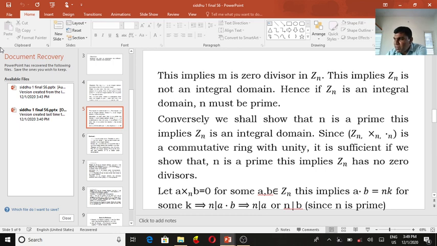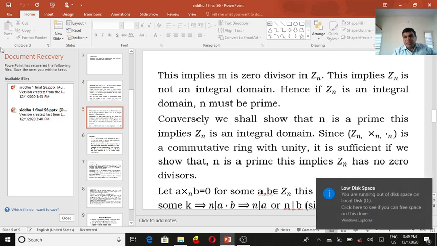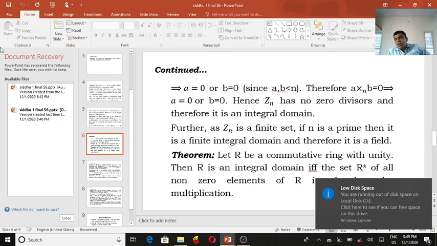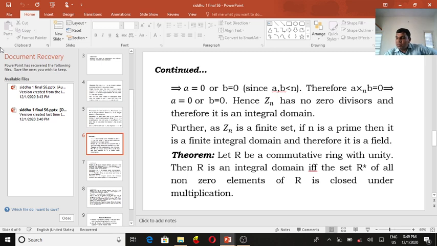If n is prime, for example 7, what is 7? 1 into 7. So 11 is 1 into 11, so 1 divides 11. Like that, 1 divides n, 7 divides 7. If n is prime, and n divides AB, then n divides A or n divides B. So if A equal to 0 or B equal to 0, any one of them is 0, the product is 0. A cross B equal to 0 in the case of n prime. So A equal to 0 or B equal to 0, hence Zn has no zero divisor.